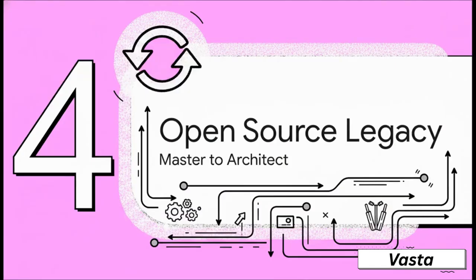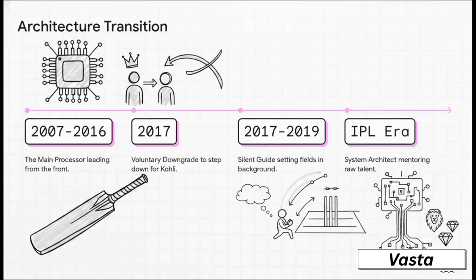Let's move to Section 4 and see how this builds into his open-source legacy, transitioning from master processor to system architect. You know, the deprecation phase of any major software is usually the hardest part, but Dhoni executed it perfectly. From 2007 to 2016, he was the main processor, leading right from the front. Then in 2017, we saw a voluntary downgrade. He smoothly handed the administrative rights over to Virat Kohli without even a hint of ego.